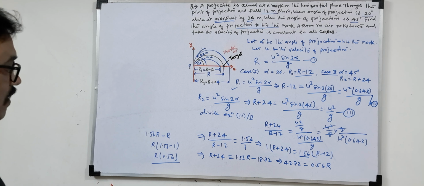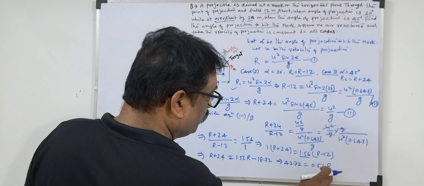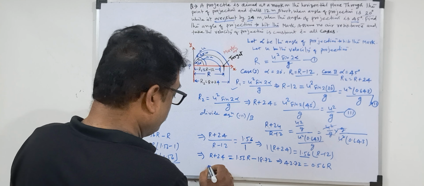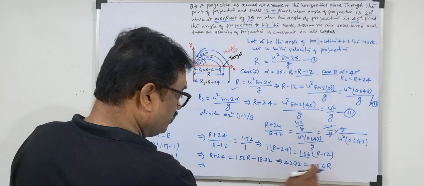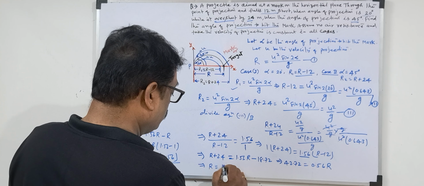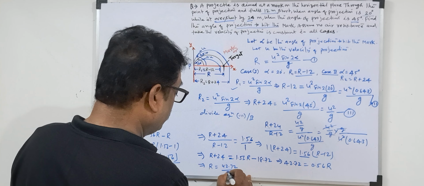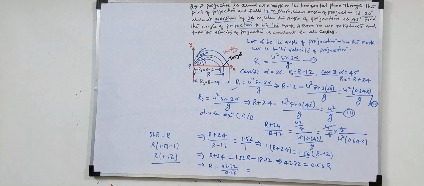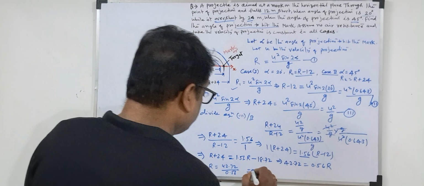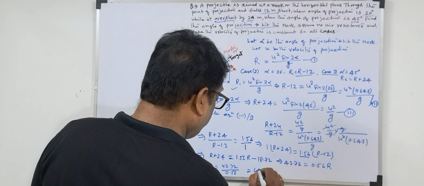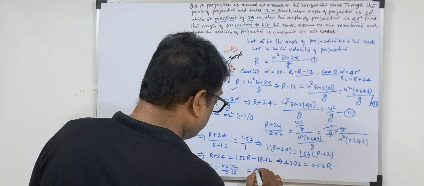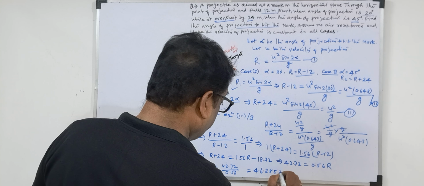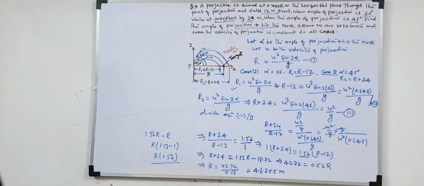Now what will we do? The R value we will get from here. If we divide, that implies R is equal to 42.72 divided by 0.56. R is equal to 76.285 meter. So R, how much is coming? 76.285 meter.